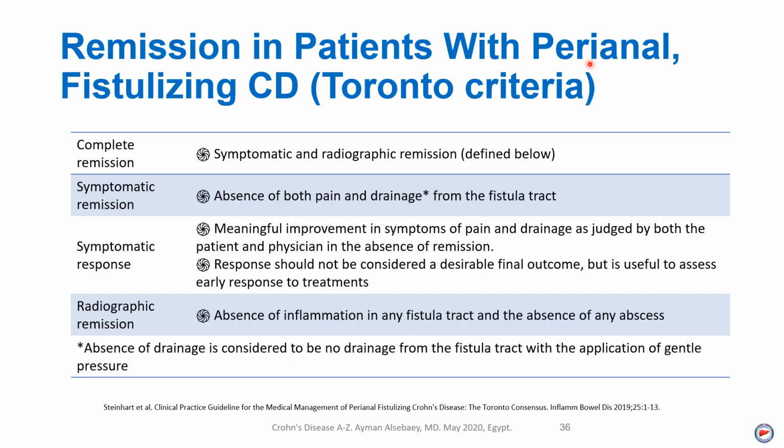Of course, remission in perianal disease, we have Toronto criteria, okay? Toronto said that to say complete remission, we must have symptomatic and radiological remission. Of course, we don't use endoscopy for assessment of fistula, okay? Symptomatic, no discharge, and radiological, it is absence of inflammation in the fistula tract and there is no abscesses, okay?